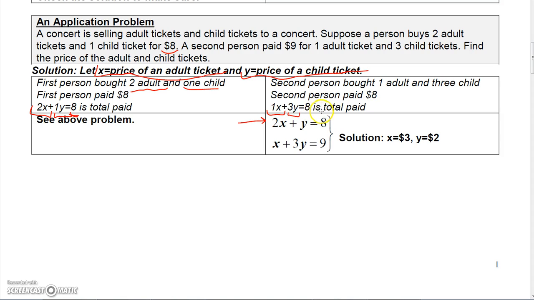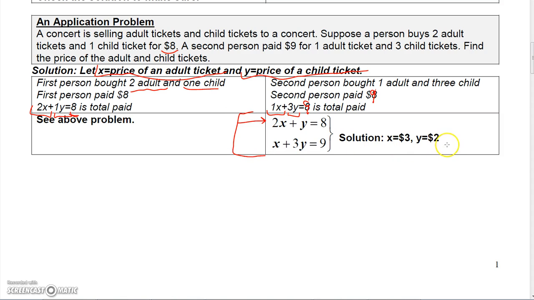must equal $9. That's a typo there. It should say $9. So anyway, that's the system of equations that we have. So 2x plus y equals 8 and x plus 3y equals 9. Now I sort of recycled what I had. This is actually the system we solved from number 1.